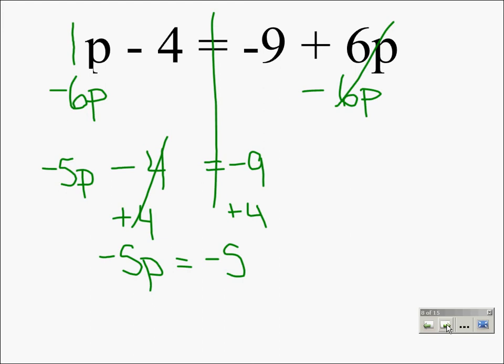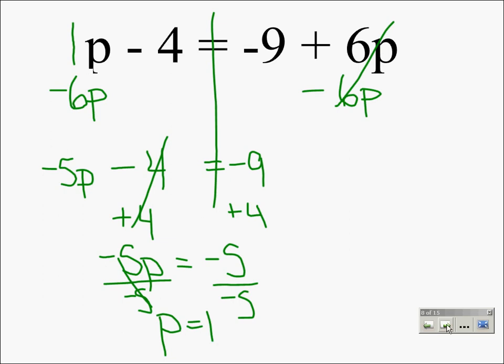Negative 5p equals negative 5. There's no sign between the negative 5 and p, so that means they're multiplying. So I need to divide by negative 5, giving me p equals 1.